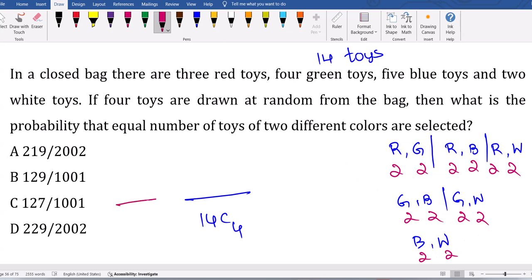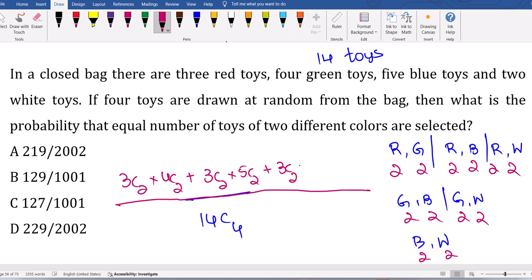Okay, you want equal number. This is what in numerator. So I can take 2 from red, 3C2, and 2 from green, 4C2, or 2 from red, 2 from blue, or 2 from red, 2 from white. Or 2 from green. Green is 4 and 2 from blue.